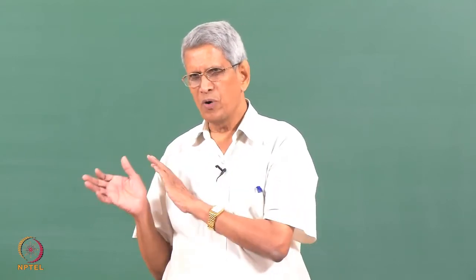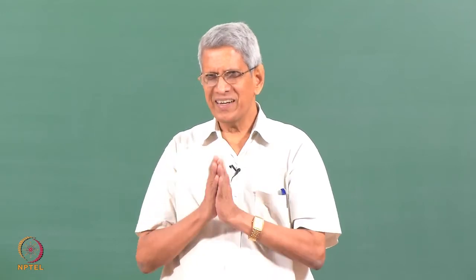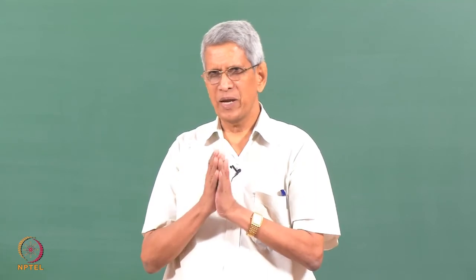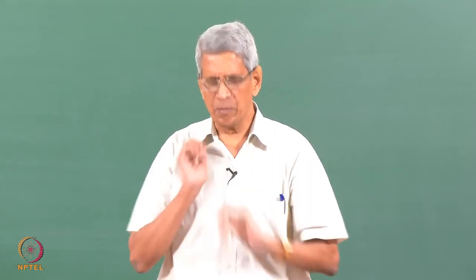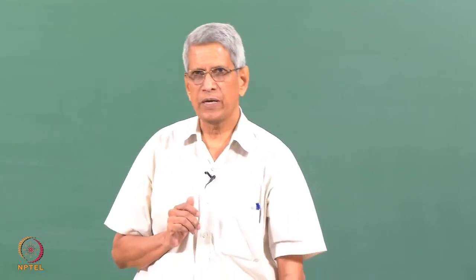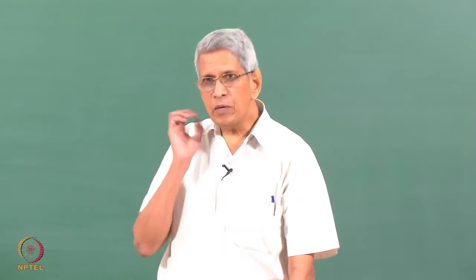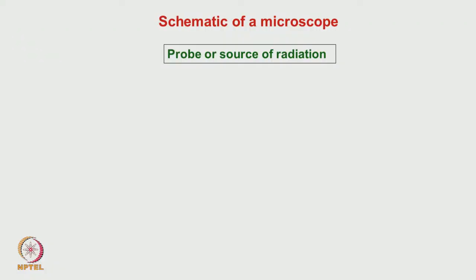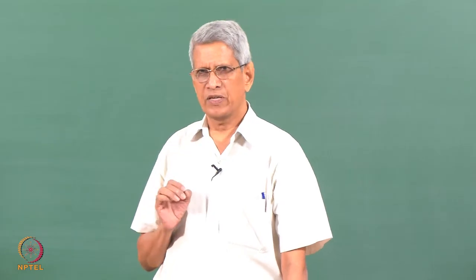So, we will talk about, that is why I said that we should know about lenses and resolution, lens aberrations, magnification, all these things come to the picture. If you look at a schematic of any microscope which is to be constructed, what all things do we require? First, a probe of radiation has to be there. That probe of radiation falls on the sample surface.